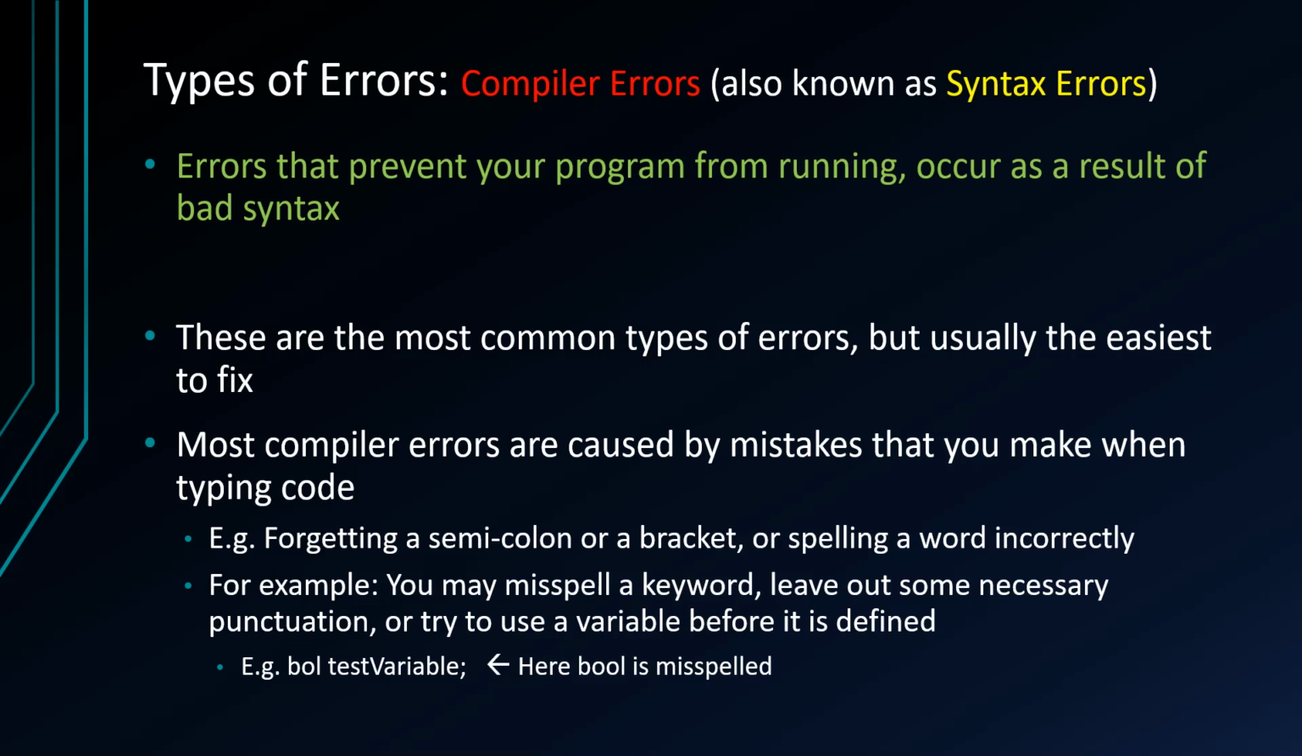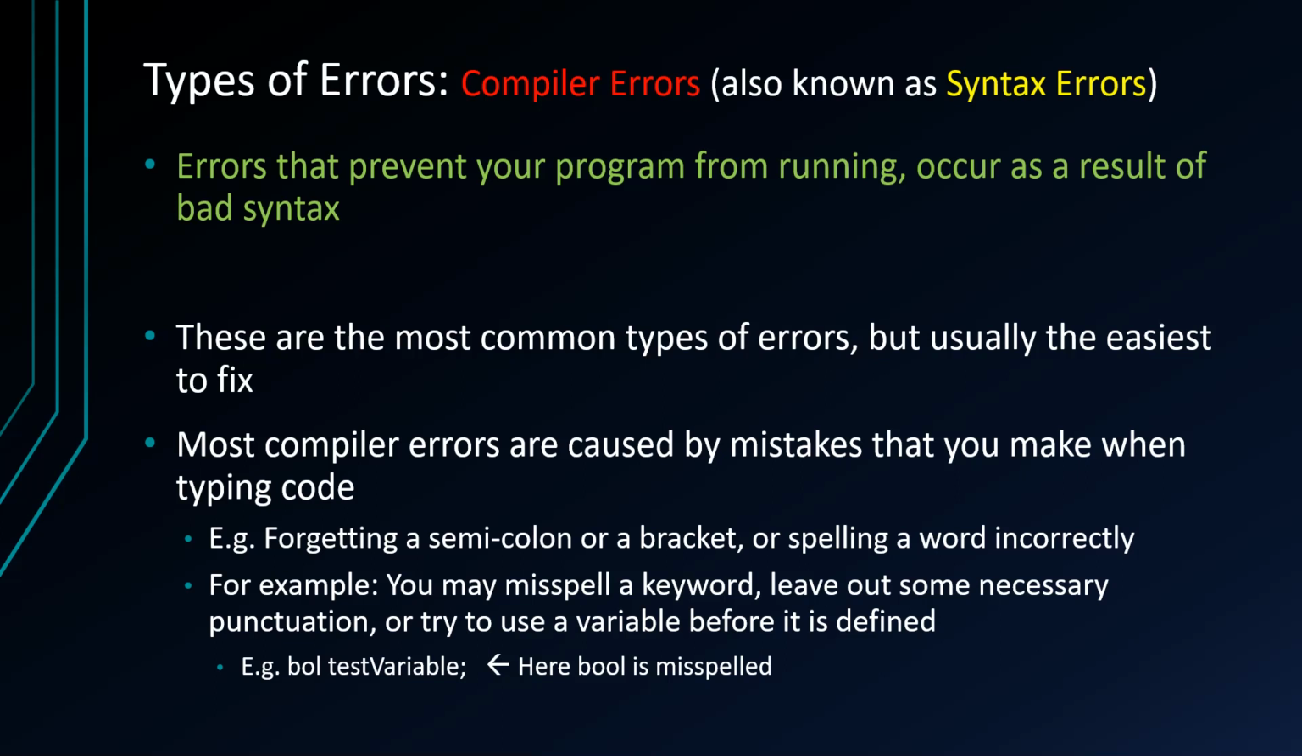Now, most compiler errors are caused by mistakes that we make when we're typing our code. So what do I mean by that? Most common one is, of course, forgetting those semicolons, right? Forgetting a bracket, having too many brackets, spelling a word incorrectly. So, for example, you might misspell a keyword. You might leave out some necessary punctuation, or try to use a variable before it's even defined. That happens all the time.